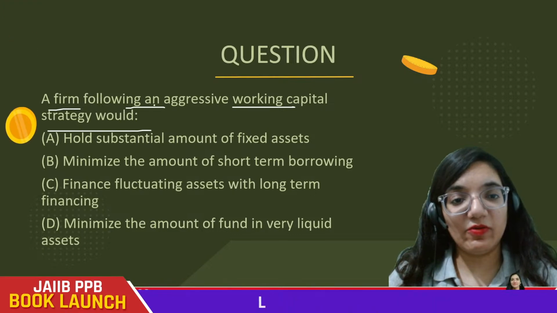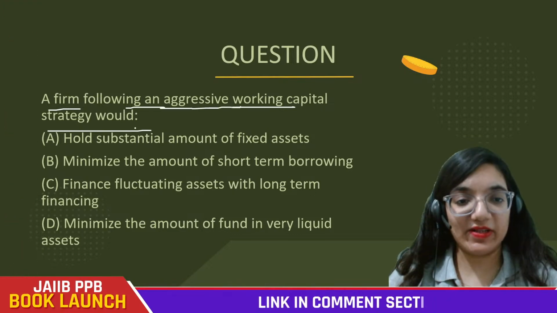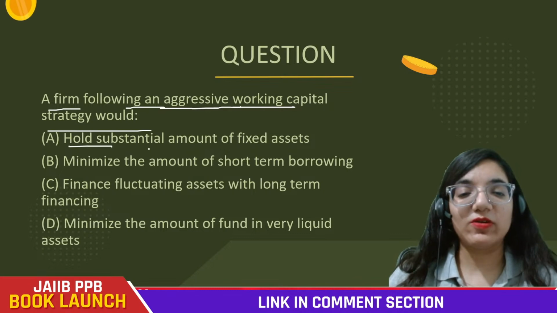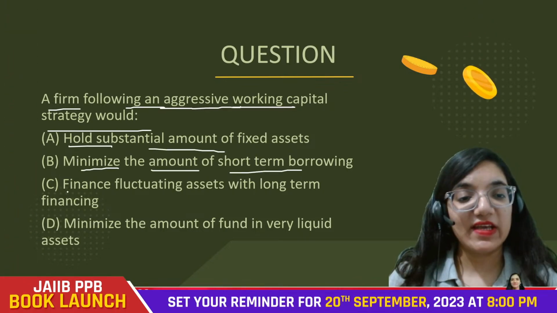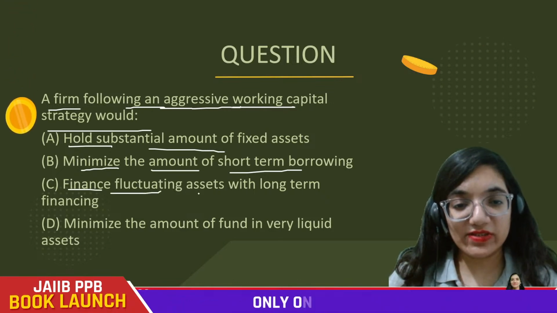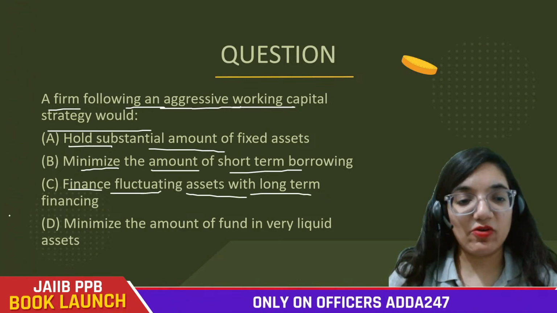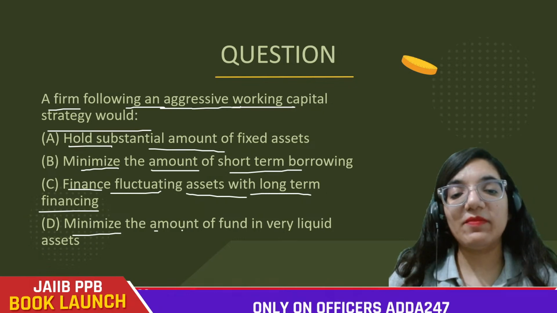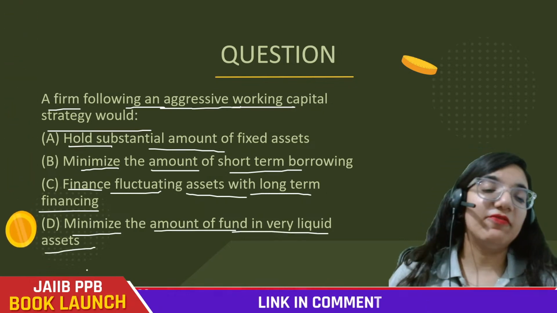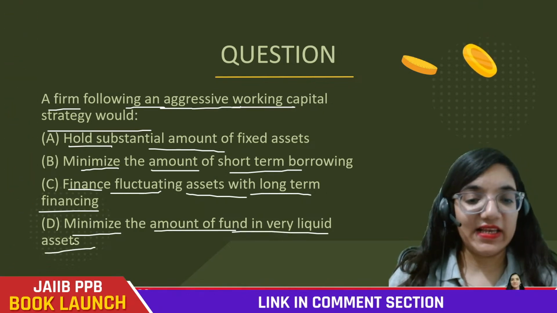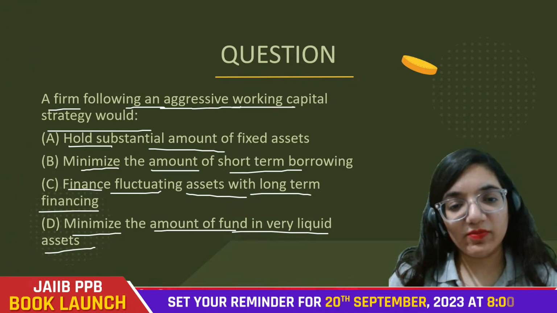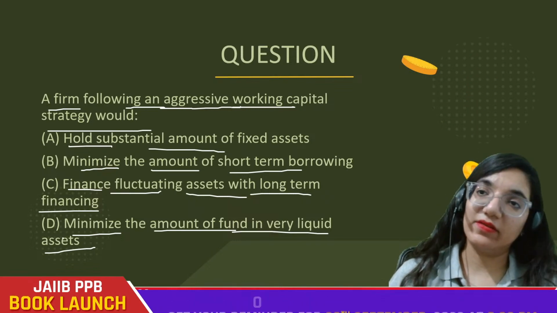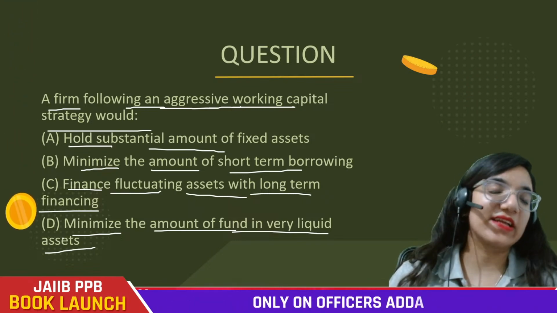So a firm following an aggressive working capital strategy would do what? It will hold a substantial amount of fixed assets, minimize the amount of short-term borrowings, finance fluctuating assets with long-term financing, or minimize the amount of funds in very liquid assets. I would say they would try to minimize their working capital. They would want that we should have less current assets.